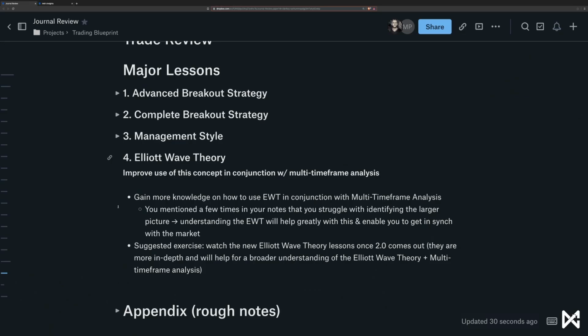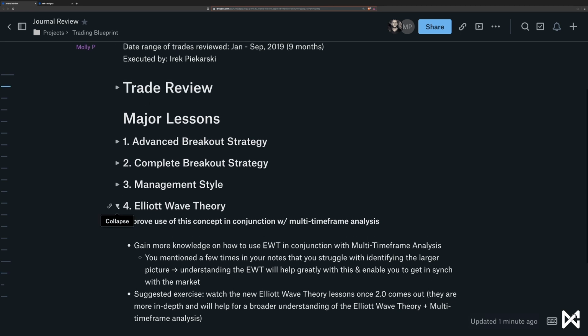Lesson number 4, the Elliott wave theory. Okay, I put a note in here: improve the use of this concept in conjunction with multi-time frame analysis. Why? Gain more knowledge on how to use Elliott wave theory in conjunction with multi-time frame analysis. You mentioned a few times in your notes that you struggle with identifying the larger picture. Understanding the Elliott wave theory will help you greatly with this and enable you to get in sync with the market. Okay, and the suggested exercise: watch the Elliott wave theory lesson from MasterClass 2.0, and so on.